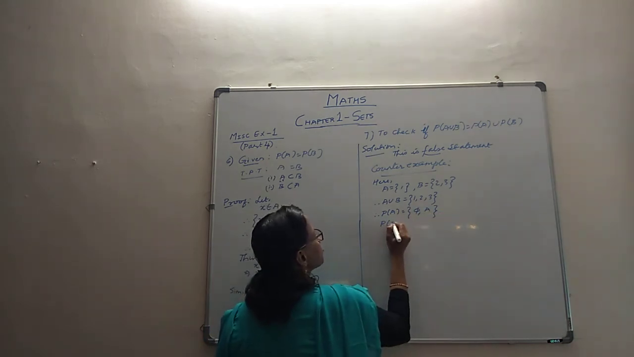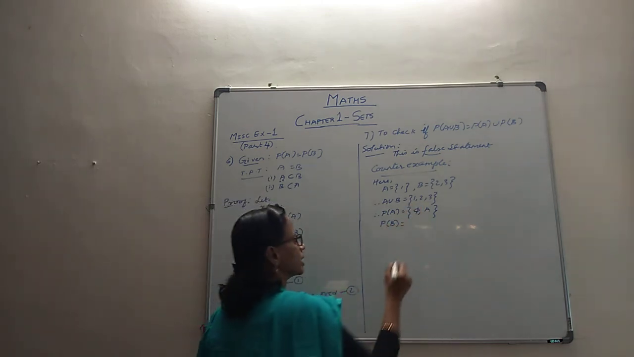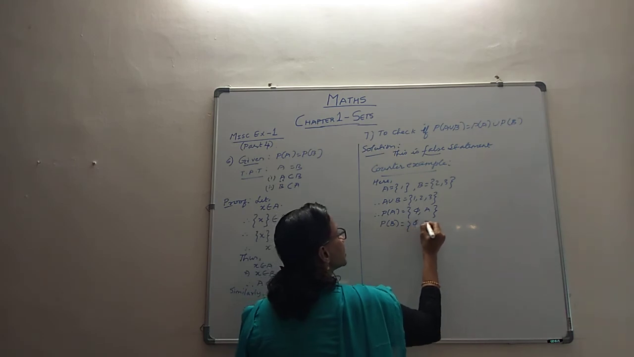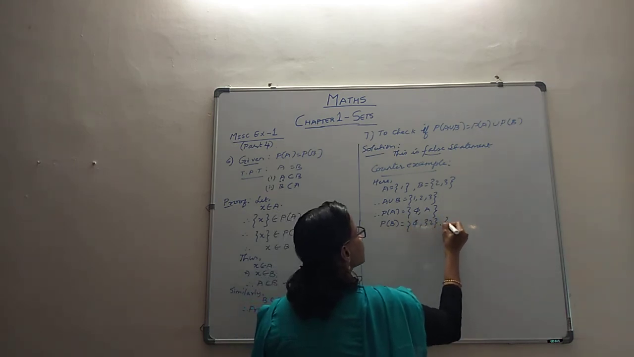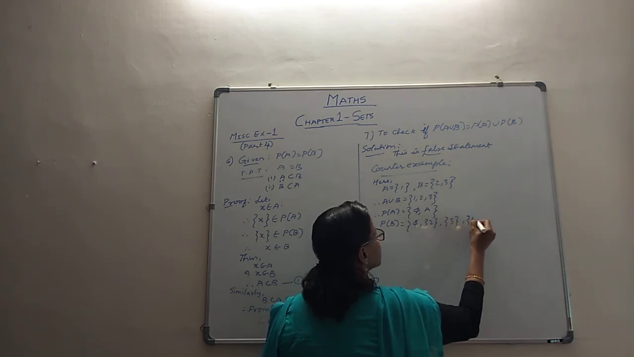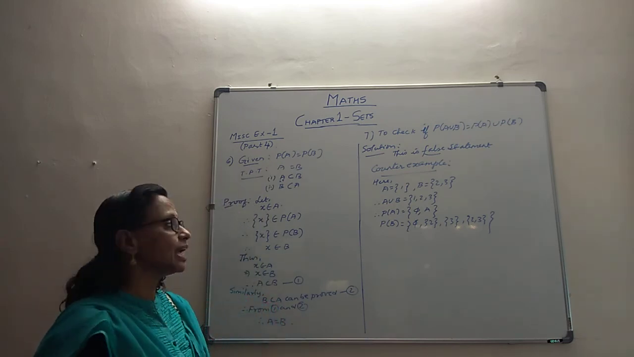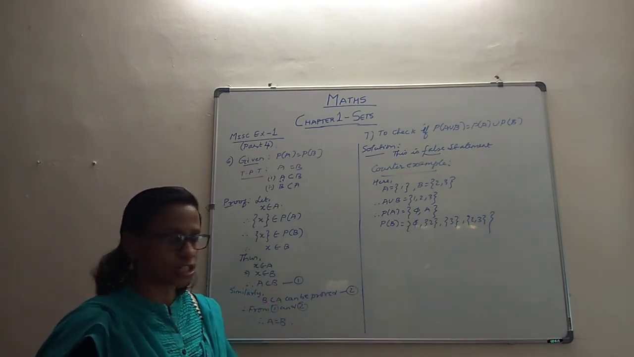Then the power set of B, it's a doubleton. So we'll have to take all the possible combinations. We'll have the empty set, we'll have singleton 2, we'll have singleton 3, we'll have 2, 3 or B, whatever way you want to write it. These are all the subsets of B, and that is why they are coming in the power set of B.